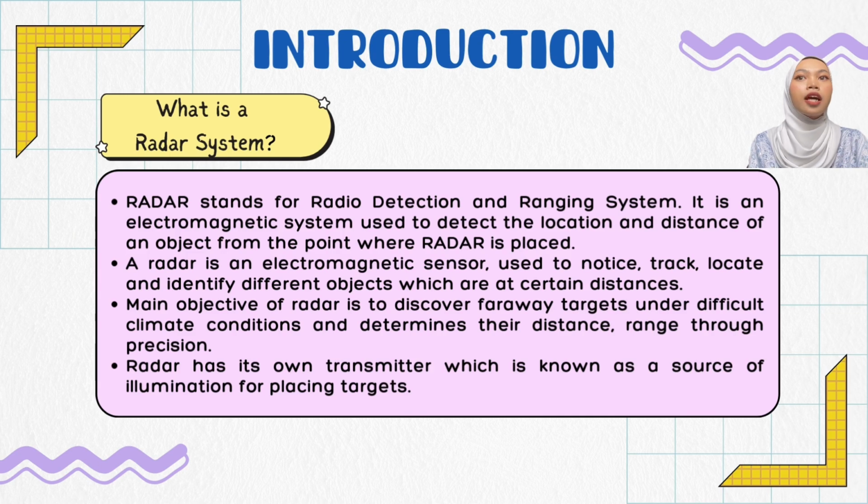The main objective of radar as compared with infrared and optical sensing devices is to discover faraway targets under difficult climate conditions and determine their distance. Radar has its own transmitter, which is known as a source of illumination for placing targets.